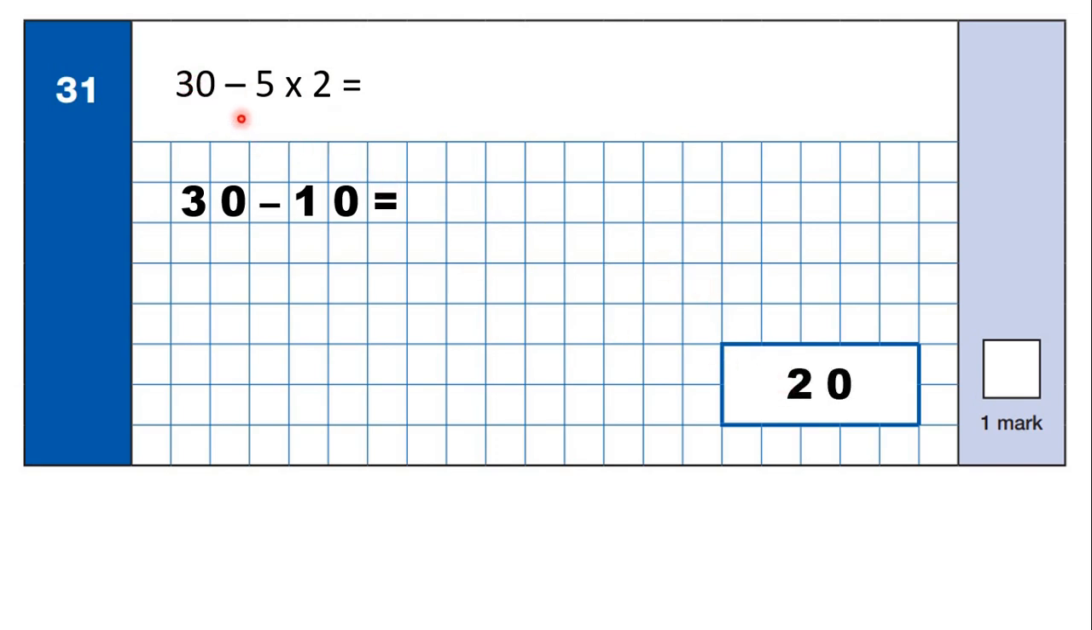The way I remember the order of operations is that addition and subtraction are easy, and we leave the easy stuff till the end. So here we do the multiplication first.